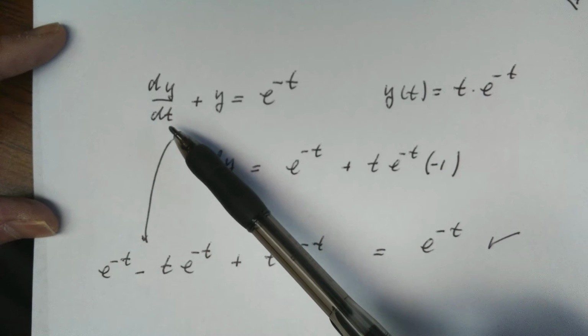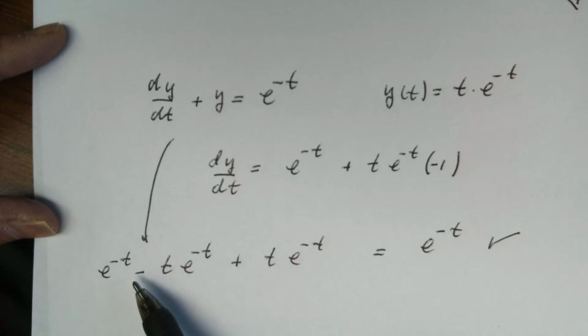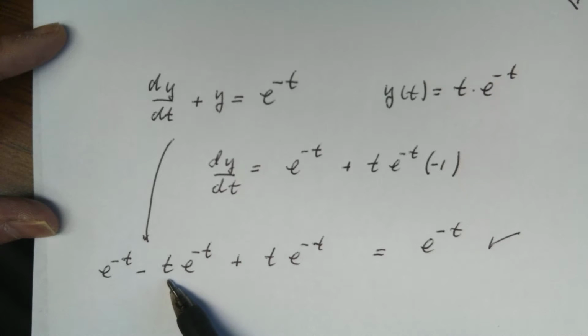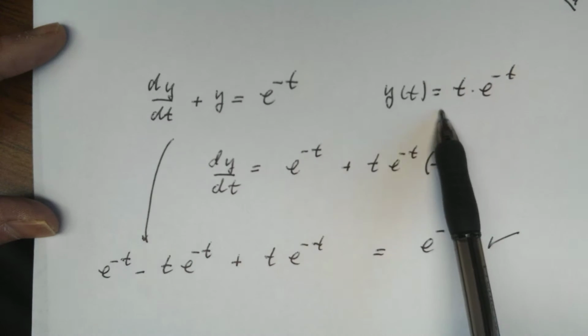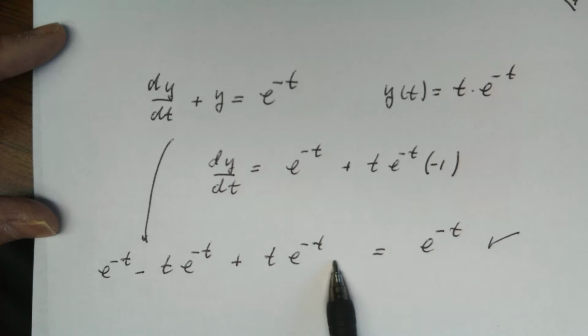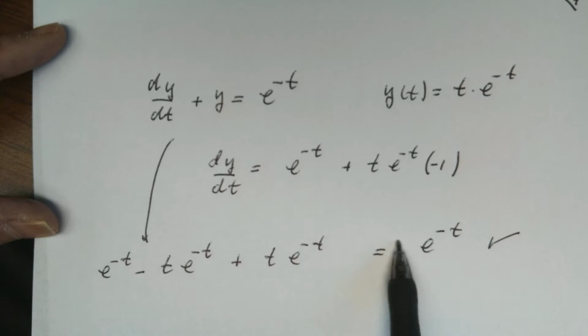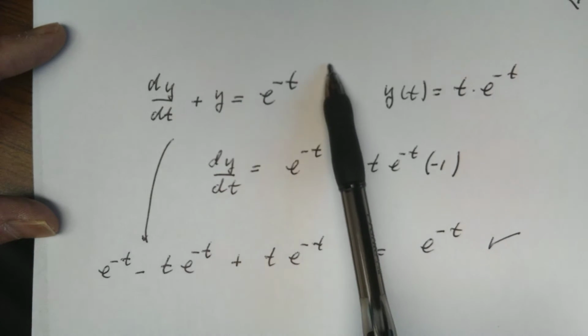So let's substitute that in for dy/dt. We have e to the minus t minus t e to the minus t. And then let's add on y, which is t e to the negative t. And notice how things cancel, so we in fact get e to the minus t, which is what we want on the right side.